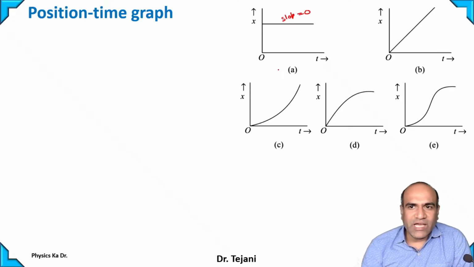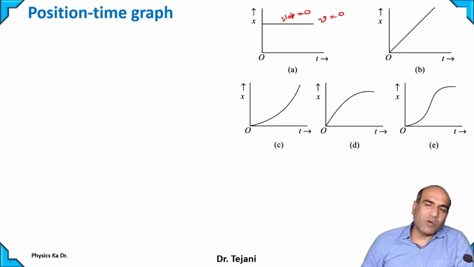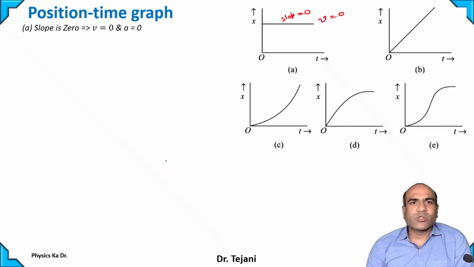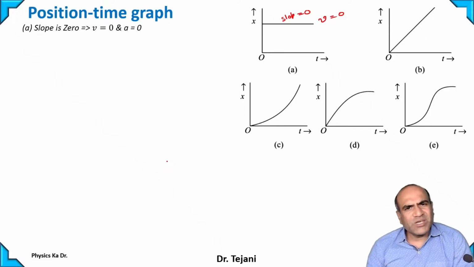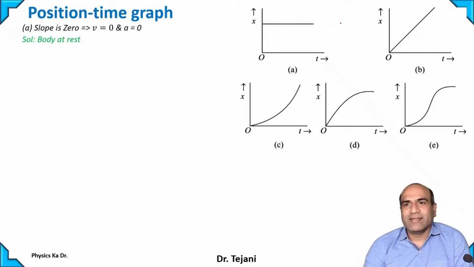We already have the conclusion that when the slope is 0, that means velocity is 0 and the object is stationary. That we know very well. So slope is 0, velocity is 0, acceleration is 0, it is not required even to check. So body at rest. First example is very simple.